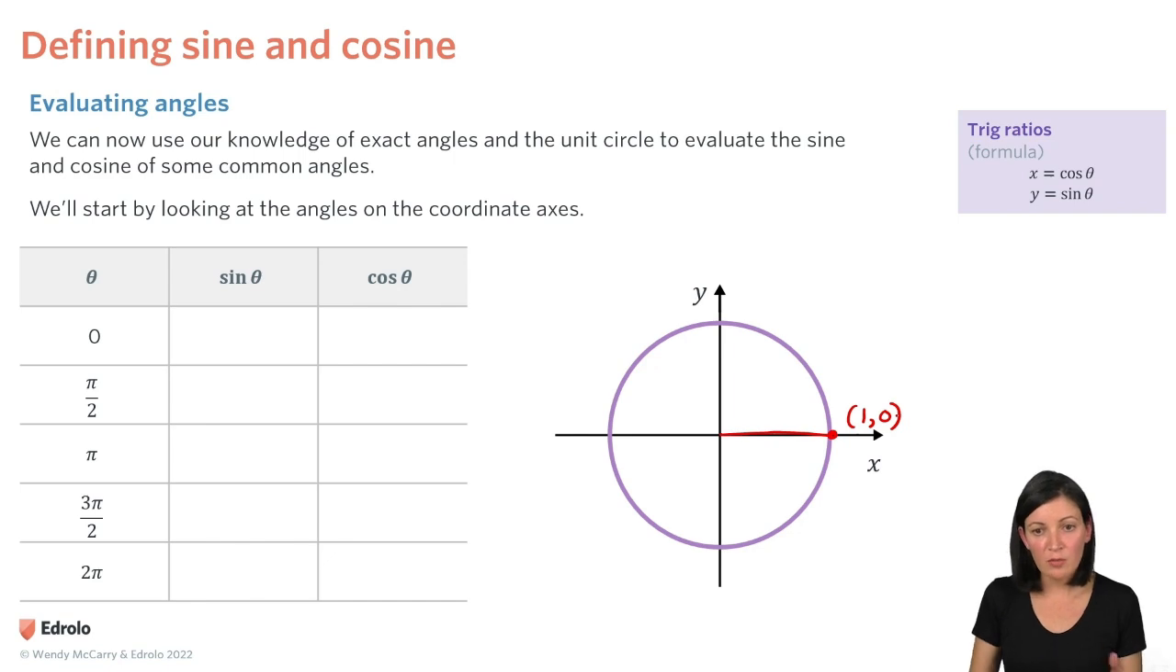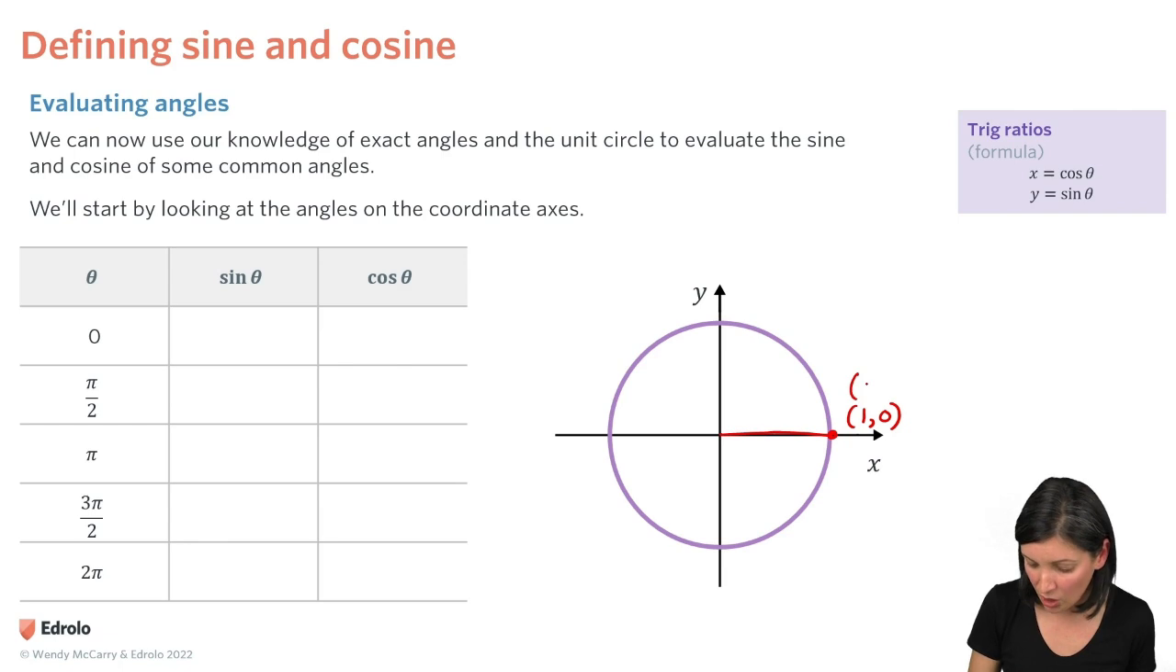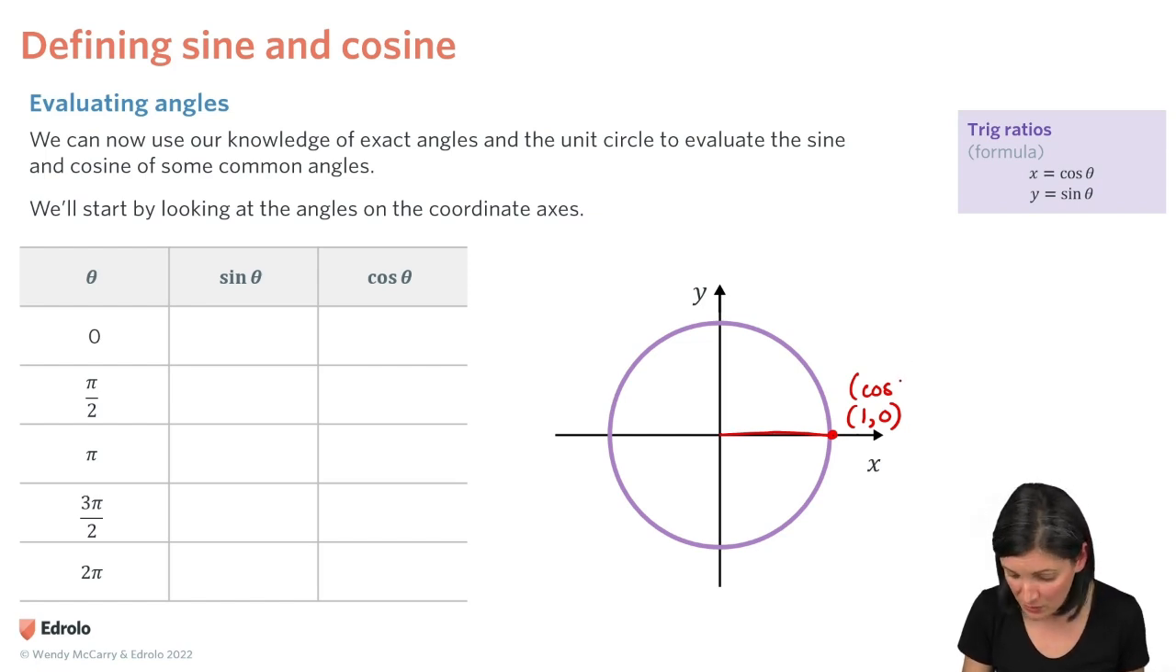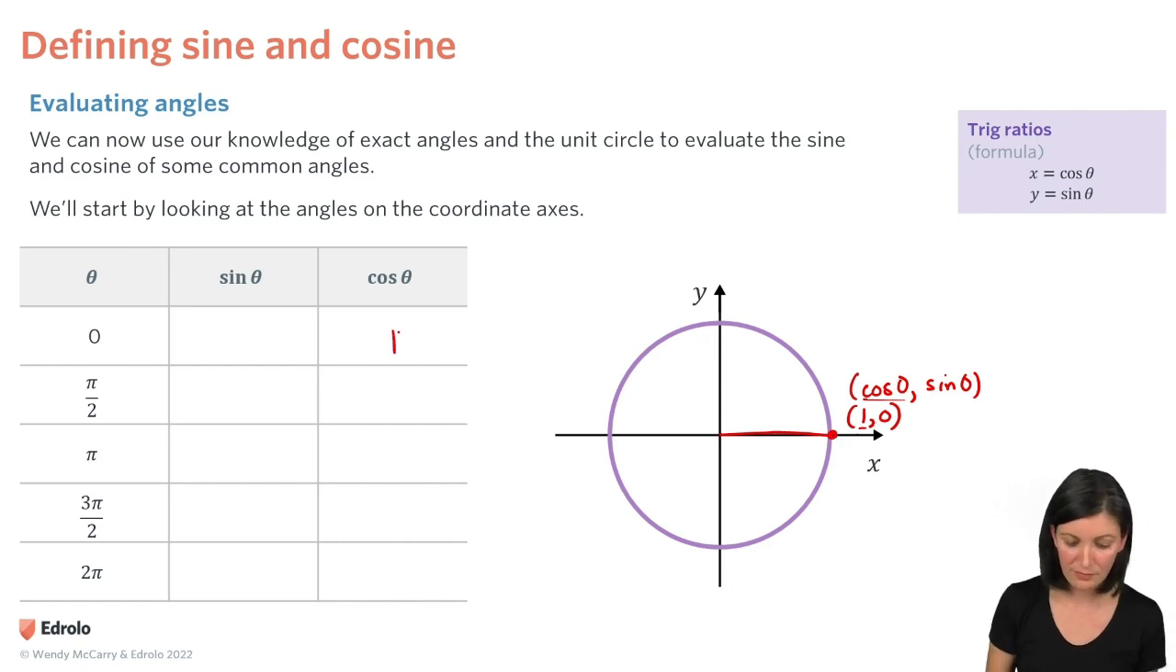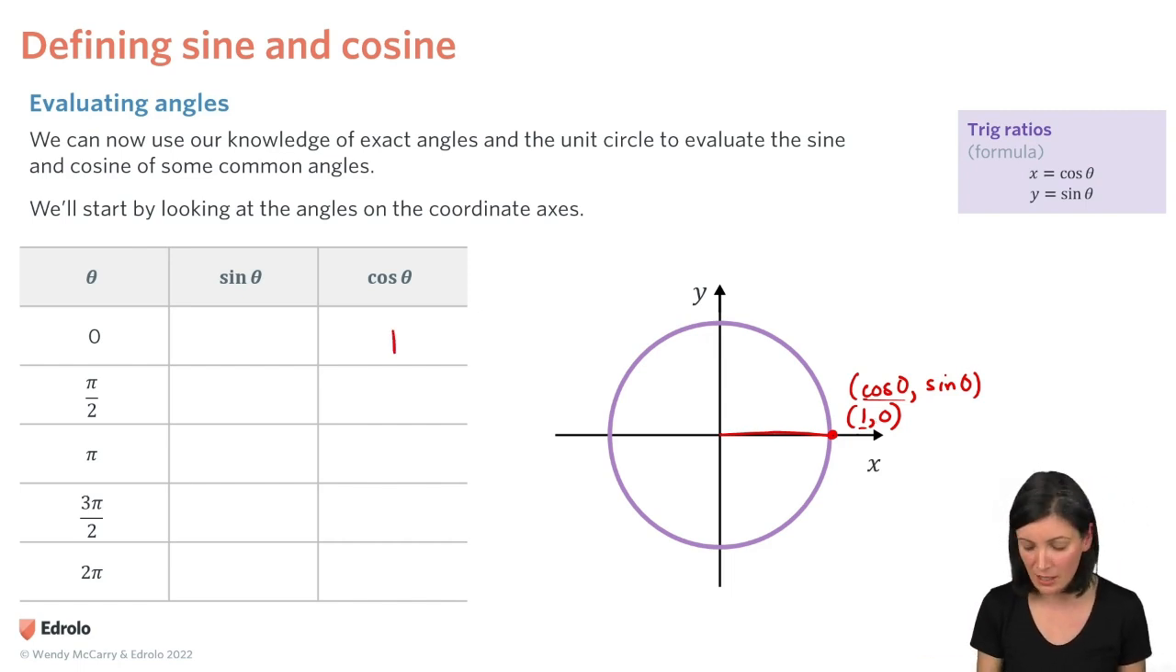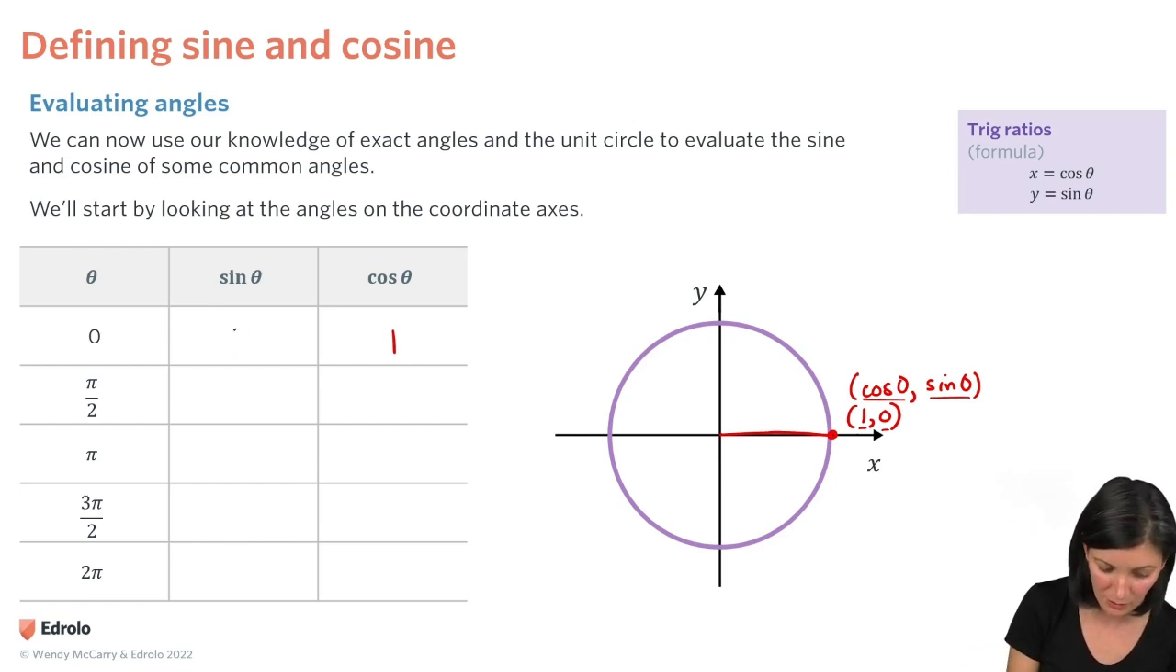Okay? So if I wrote that in terms of cos and sine, remember that the cos of theta, in this case here, theta is 0. So the cos of 0, sine of 0. What that's telling me is that the cos of 0 is equal to 1. Okay, so the cos of 0 is 1. And now I know that the sine of 0 is 0, right? Because the sine of theta is equal to the y value.